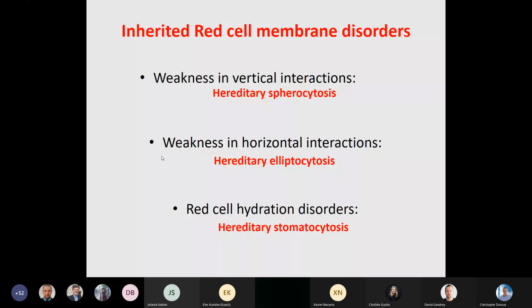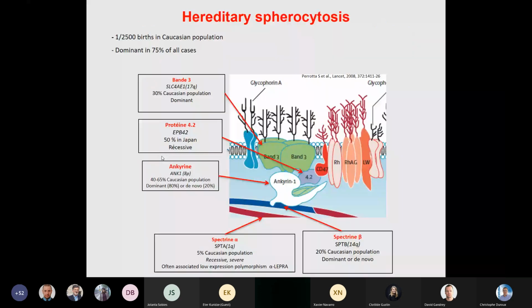So the first one in terms of frequency is spherocytosis. It's also the best known of these disorders. In a Caucasian population, it involves one birth over 2,500, so it's quite frequent. And it's dominant in 70% of all cases. Of the remaining 25%, the cases are de novo or recessive. So as I said a little bit earlier, the phenotype is really directly related to weakness in this vertical interaction.